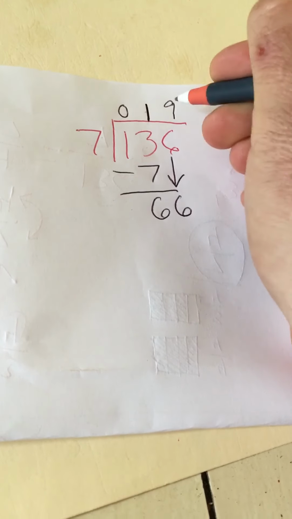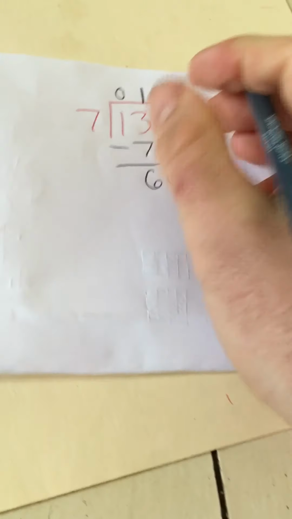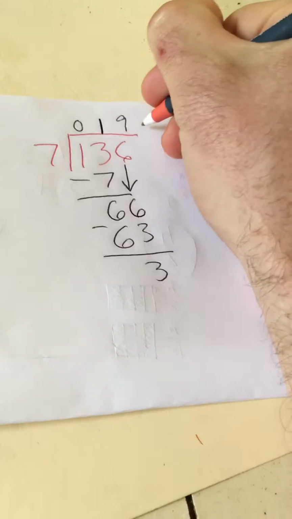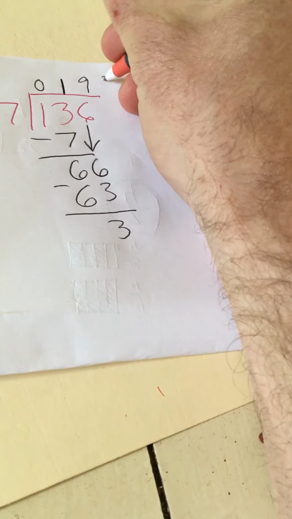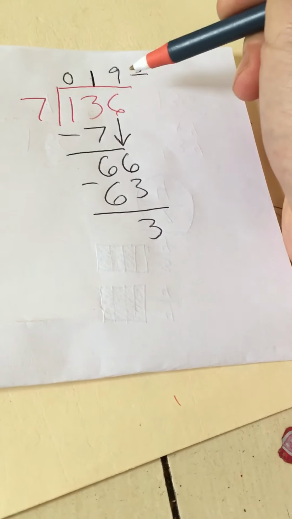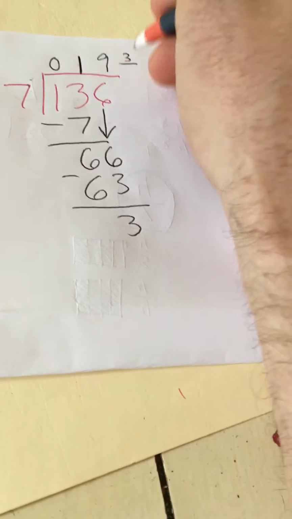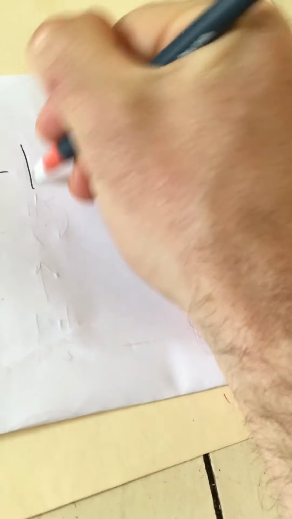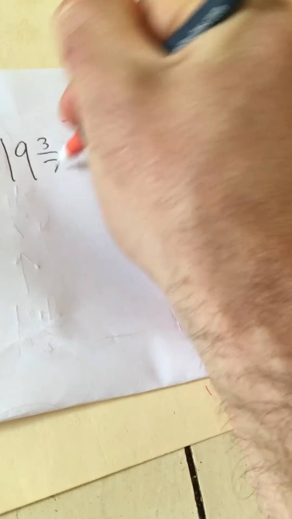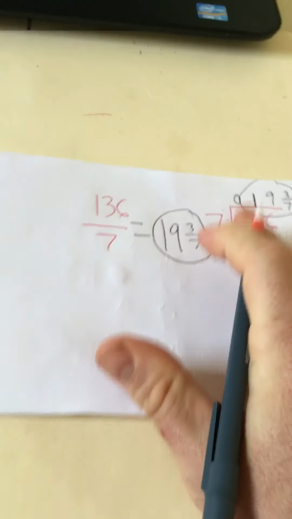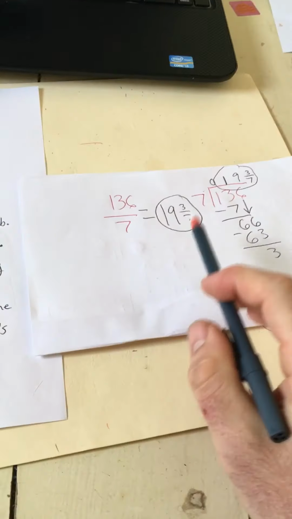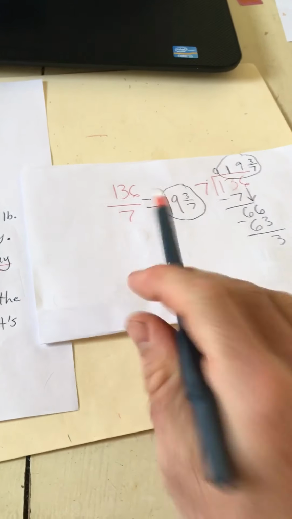The answer is 9, because 9 times 7 is 63, and that's going to give us a remainder of 3, which we can write as the numerator of our fraction, and we can write the divisor as the denominator of our fraction. So the math: 136 sevenths is 19 wholes and 3 sevenths. If you gave that as an answer, good job on the math. But that is not the answer to this problem.